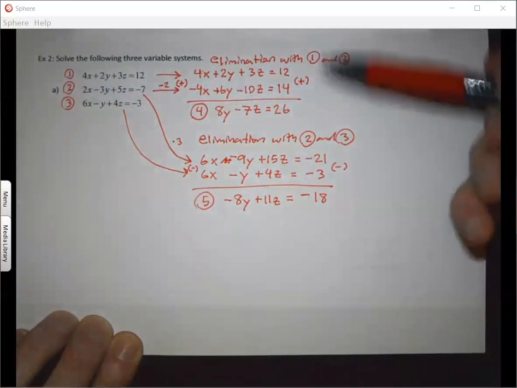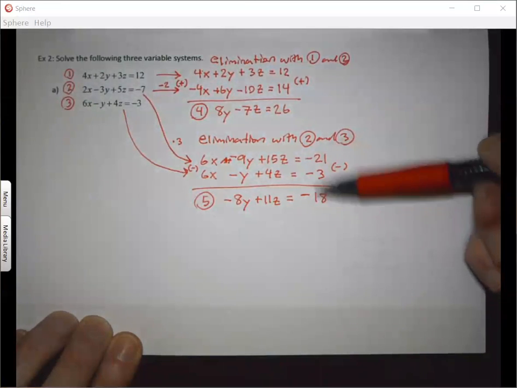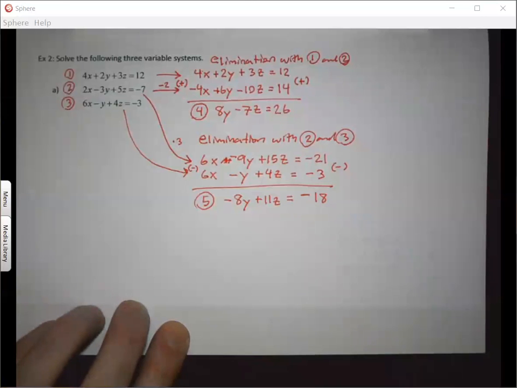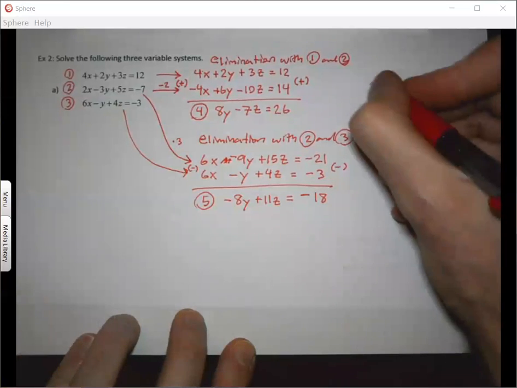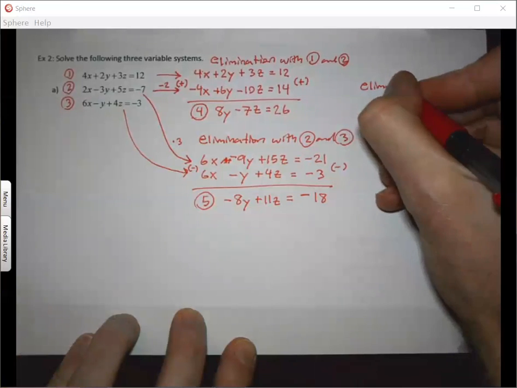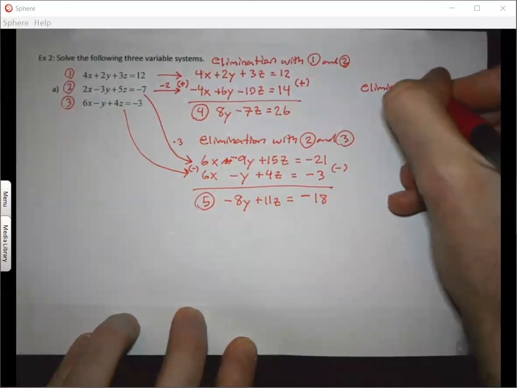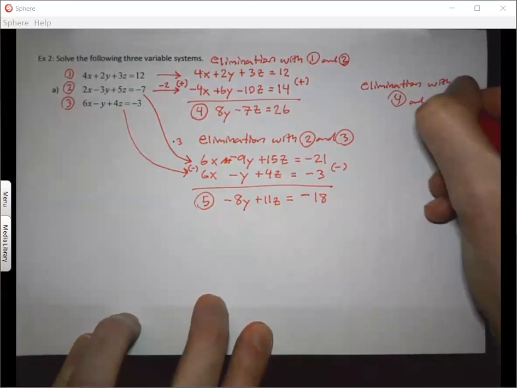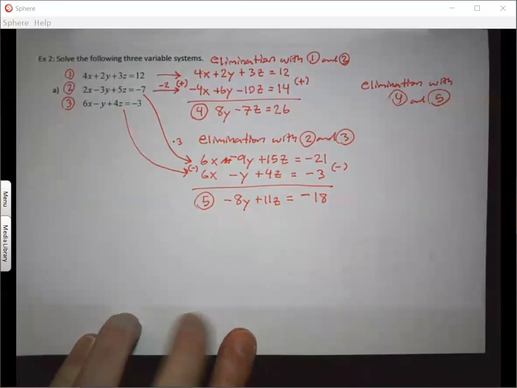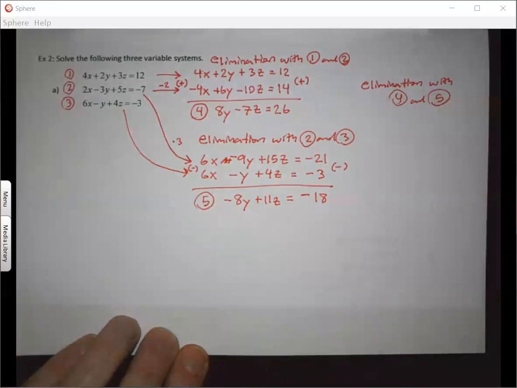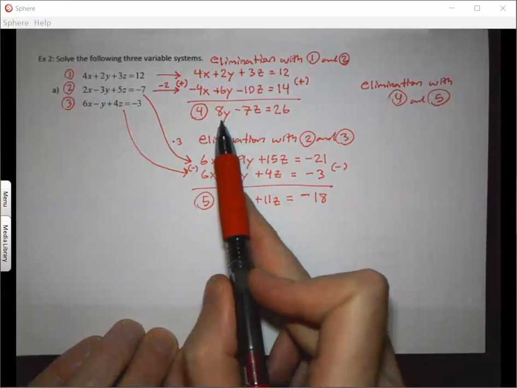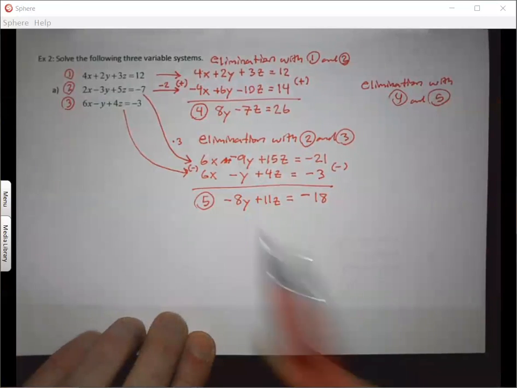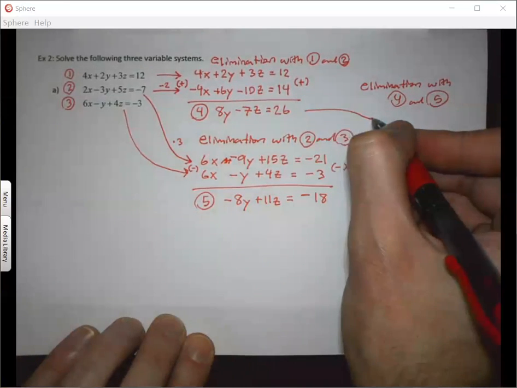Now you can see we ended up with two equations with two unknowns. So we're going to do elimination one more time using 4 and 5. The goal again is to eliminate one of the variables. You can see y already works out nicely. They both have a value of 8, so I don't need to change any values. I don't need to multiply.